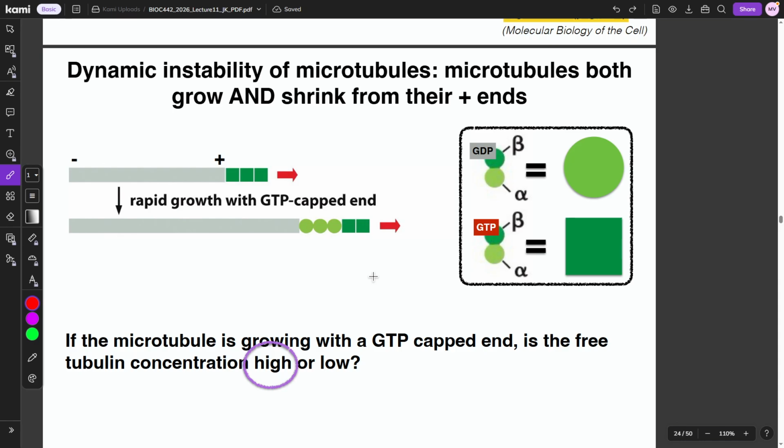So, I know these answers are already circled here, but let's think about these logically and go through them one by one. If a microtubule is growing with a GTP capped end, is the free concentration of tubulin high or low? Well, if the growth rate was 0, then that would mean that the amount of tubulin available is just enough to cancel out the depolymerization. But since it's still growing at the GTP capped end, it must mean that we have a large concentration of tubulin, because, again, it's still growing.